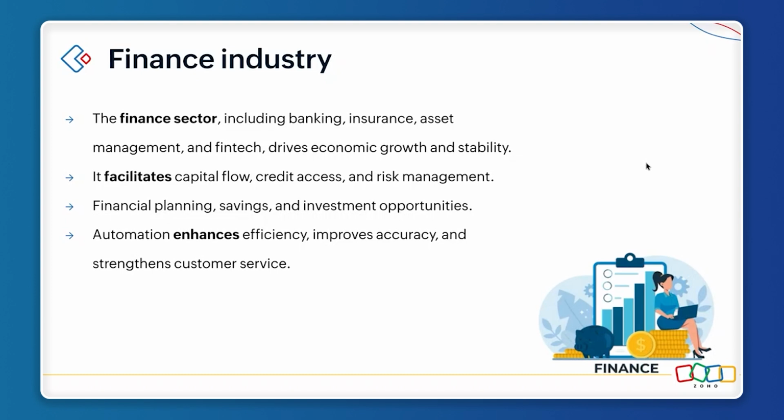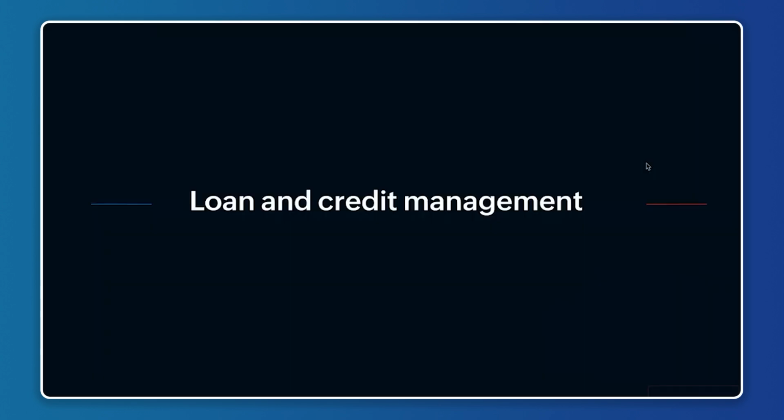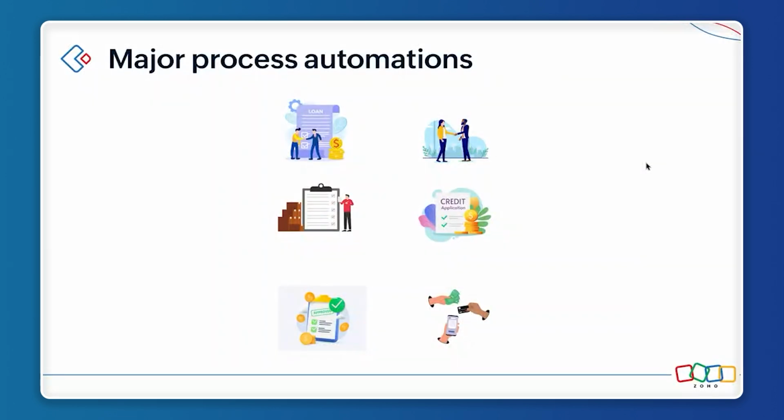So there are many processes in this finance industry that need automation. Among those processes, for today's session, we have taken the loan and credit management process. Within this loan and credit management process, there are some major automations that are needed. Before we discuss the application flow, we'll discuss what automations are needed in this loan and credit management process.